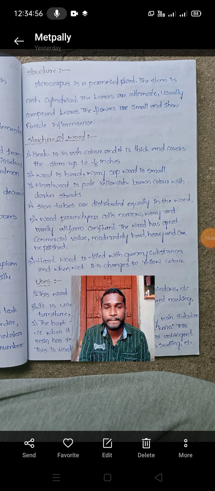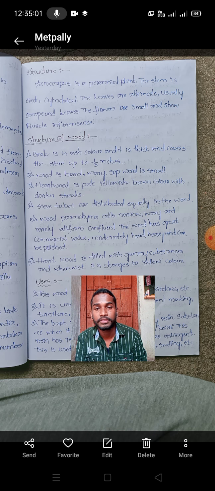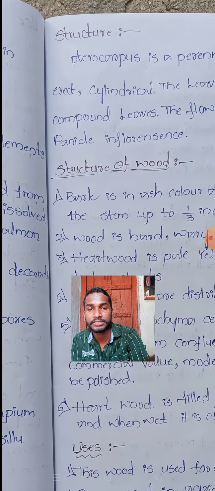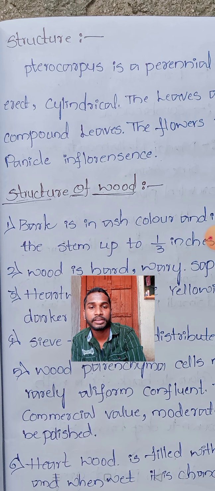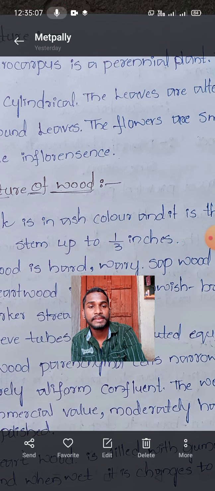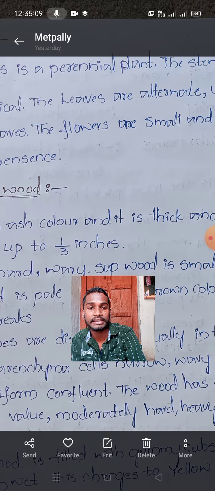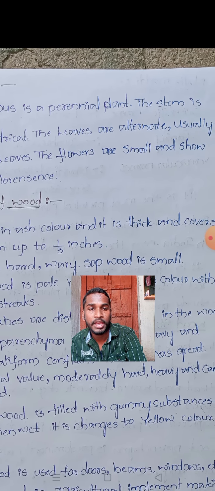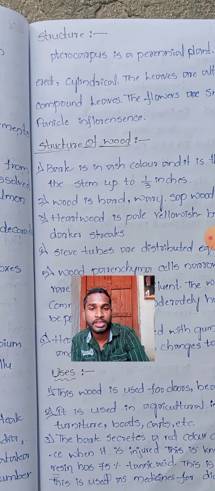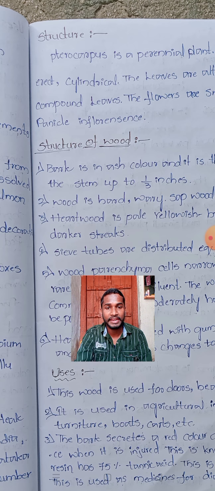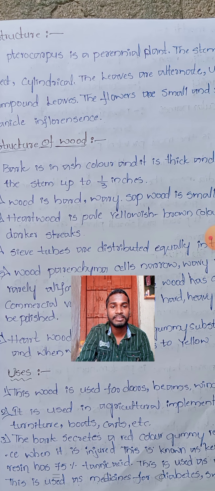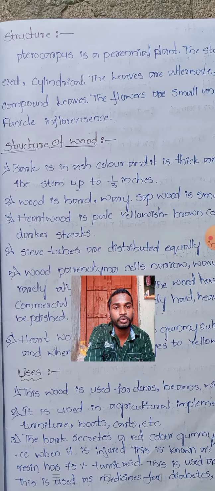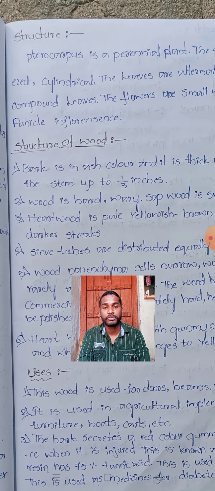Pterocarpus is a perennial plant, and the stem is erect and cylindrical. The leaves are attractive, usually compound, and the flowers are small and show a panicle inflorescence.